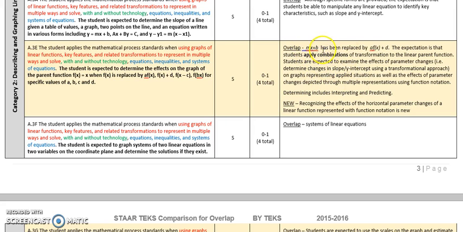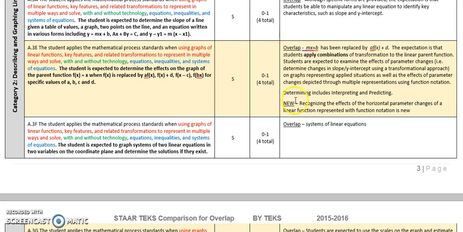And it says that mx plus b has been replaced by a of f of x plus d. Now, that doesn't mean that it's new, right? It just means that we've written notation differently. And so that's why this overlap is the same. It says that students should apply combinations of transformations to the linear parent function. So the combination piece I bolded because there's been some discussion about whether that's just an individual transformation or a combination of transformations. Now the transformations that are not new are our vertical transformations.